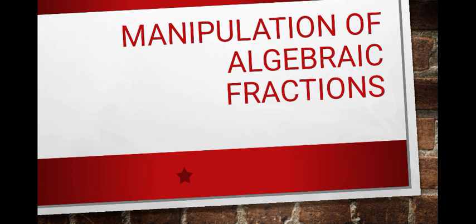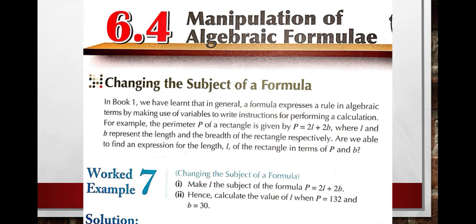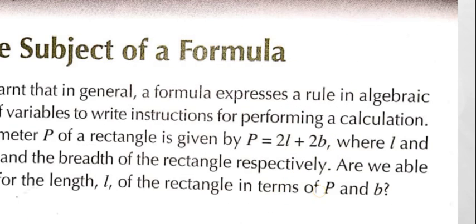Right, today we're going to learn about manipulation of algebraic fractions. Changing the subject of a formula. Now, an example is given: P equals 2L plus 2B. Now, P is the perimeter of a rectangle, right? It's 2 times length plus 2 times breadth. We know that already.